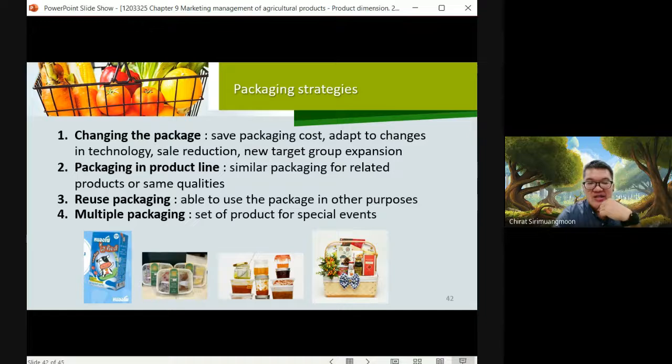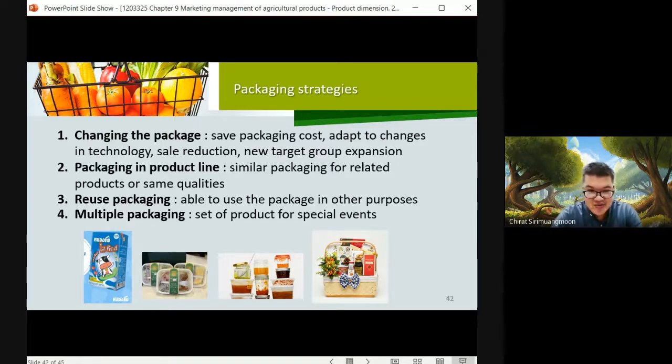Then think about packaging strategies. So we have four types of strategy that we can apply. First one, changing of the package. So changing of the package, like you change the color, change the cost, change the materials, change the technologies in order to reduce the cost of production. Sometimes you change the package to meet a new target.